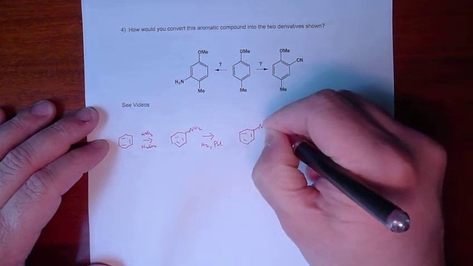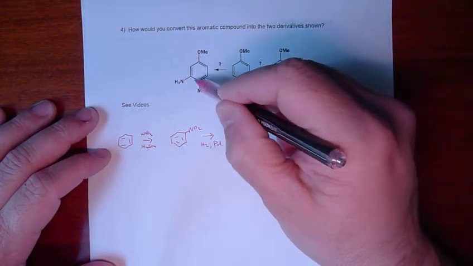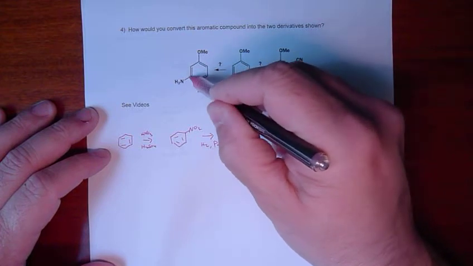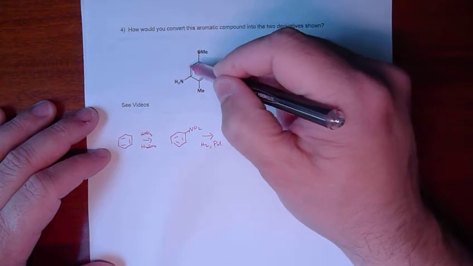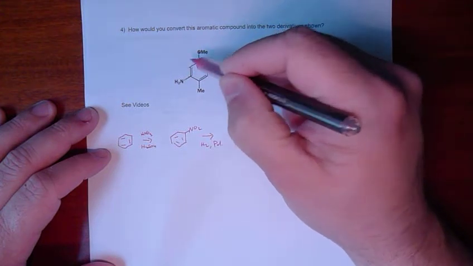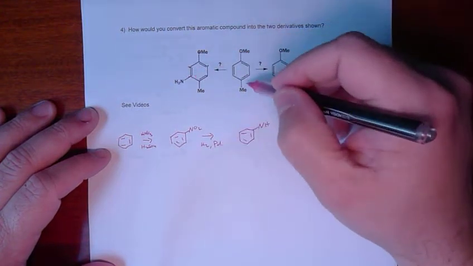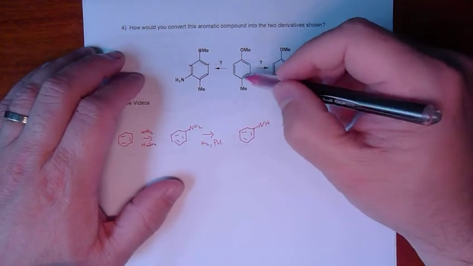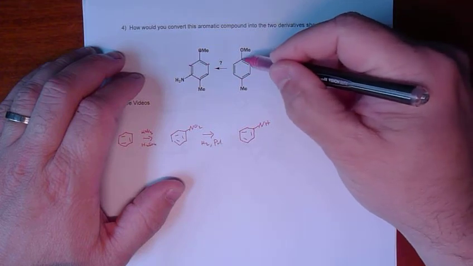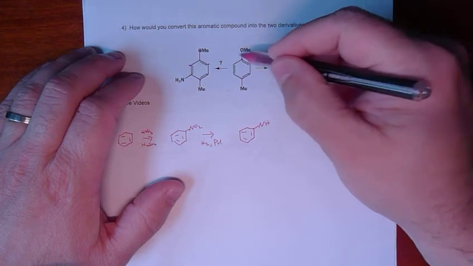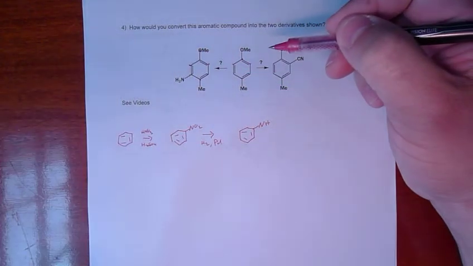There's a problem to do that, though, which is that this methyl group is ortho-para directing, but this methoxy group is also ortho-para directing. This methyl group will direct to the ortho and para positions. This methoxy group will direct to the ortho and para positions.